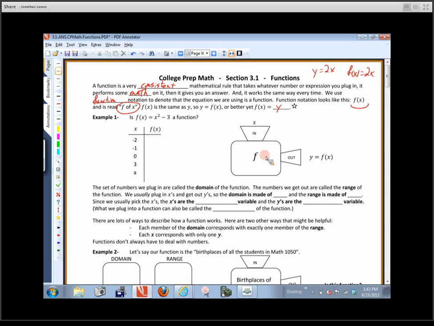Now, the reason I like that is, let me show you. Here's the function that we're dealing with here. And I did hit record, right? Yep, so good. All right.